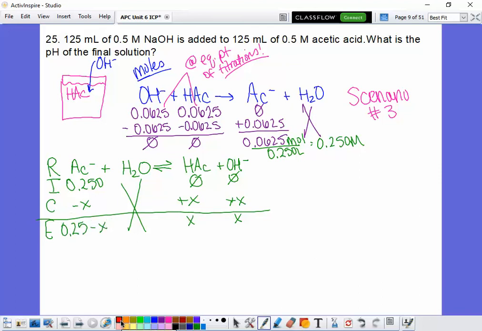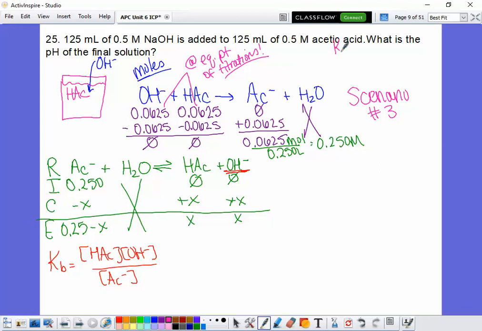All right, so let's go ahead and write the equilibrium expression for this reaction. Is it going to be a Ka or a Kb? Look at the reaction. Kb, because I have OH minus. Okay, so I have that. But wait, we haven't even found the pH. If I look up in the textbook, I'm not going to find a Kb of acetate ion. However, I can find a Ka of acetic acid.